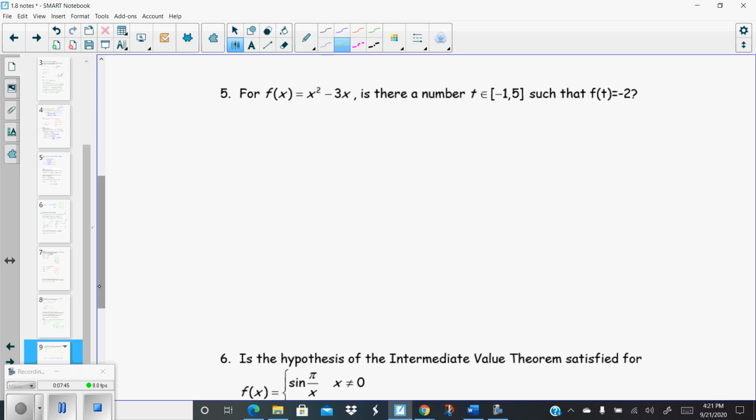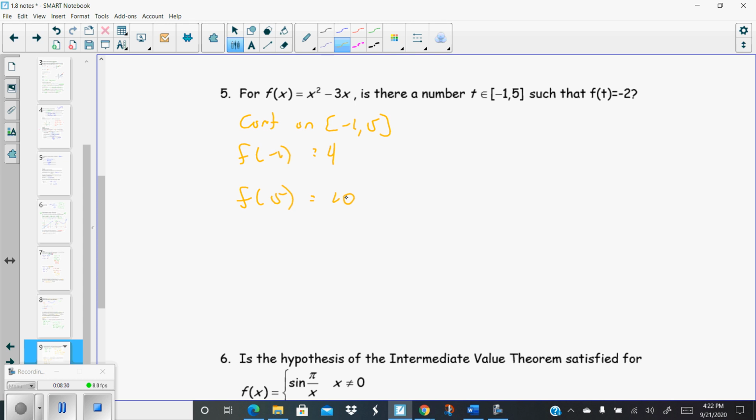Okay, let's go to number 5. Once again, it's polynomial, closed interval, continuous on the interval -1 to 5. All right, so let's check this out. F of -1, f of 5. Plugging in -1, -1 squared is 1, minus 3 times -1 is 3, so 1 and 3 is 4. And plugging in 5, 5 squared is 25, minus 15 is 10.